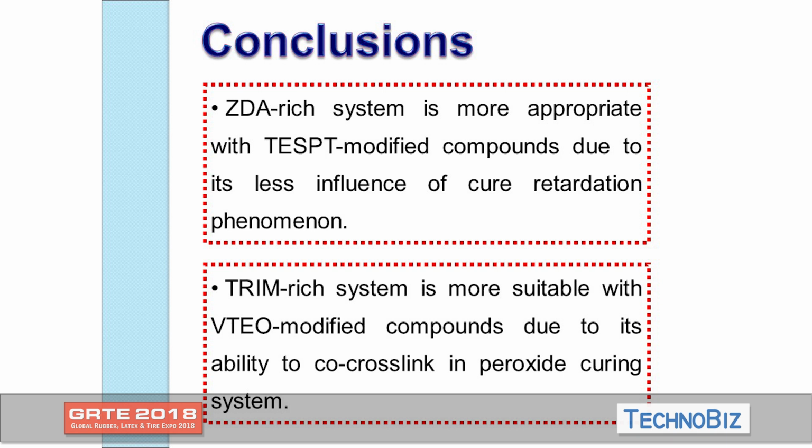And so, from the results, it can be concluded that the CDA-rich system is more appropriate with TESPT modified compounds due to its less influence of the cure retardation phenomenon. Moreover, the TRIM-rich system is more suitable with VTEO modified compounds due to its ability to co-crosslink in the peroxide curing system.